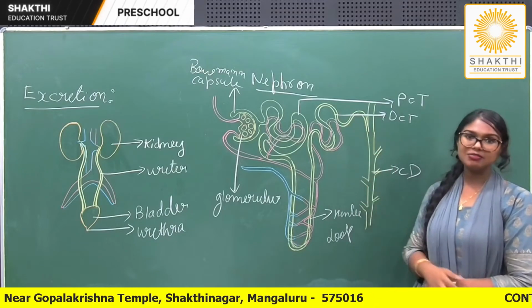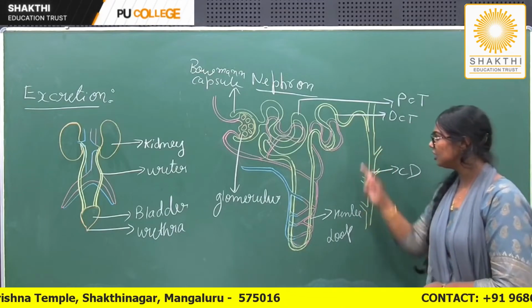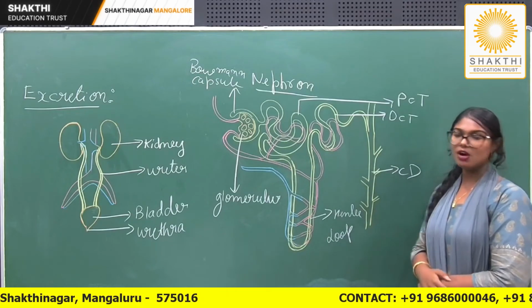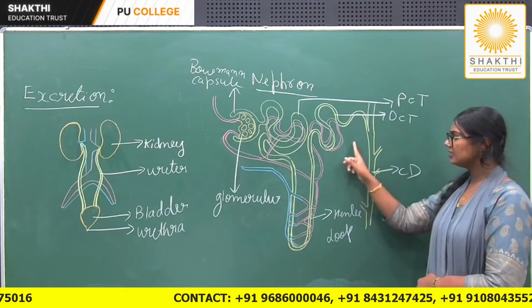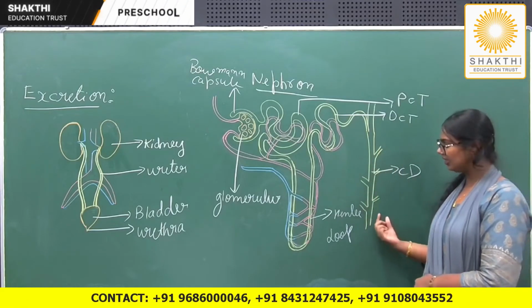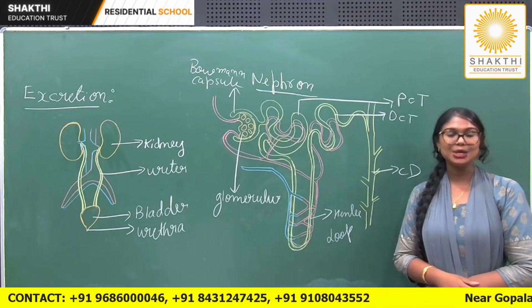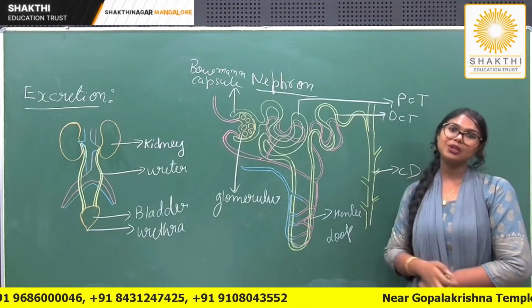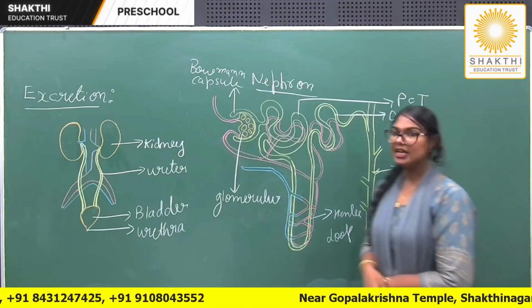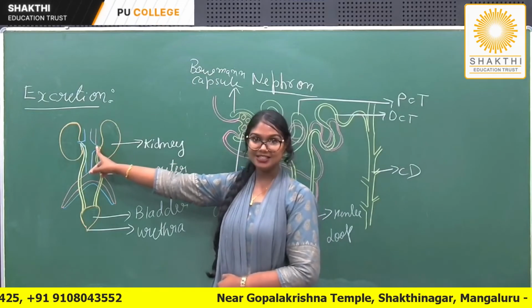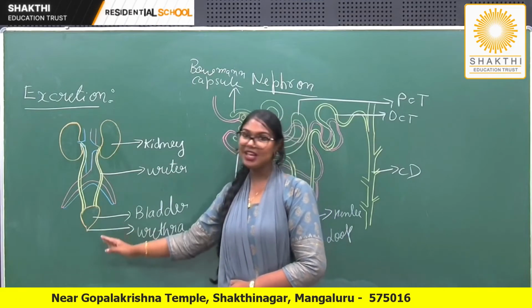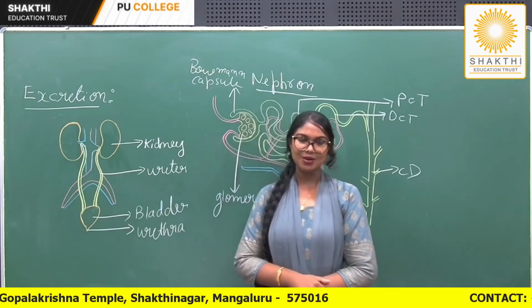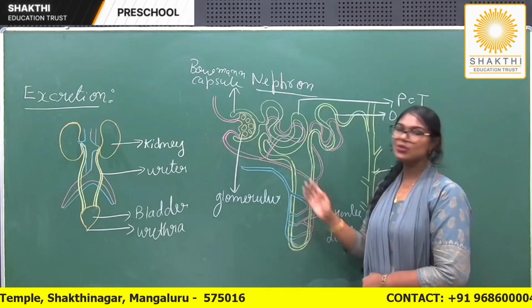All the nephrons will be connected to this major pipe which is called the collecting duct. So the DCT from this, everything will be connected to the collecting duct. The collecting duct will collect all the urine from the nephron and then it will pass it on to the ureter. The ureter will take it to the urinary bladder and from there the urine is eliminated out. So this is how the kidney works.